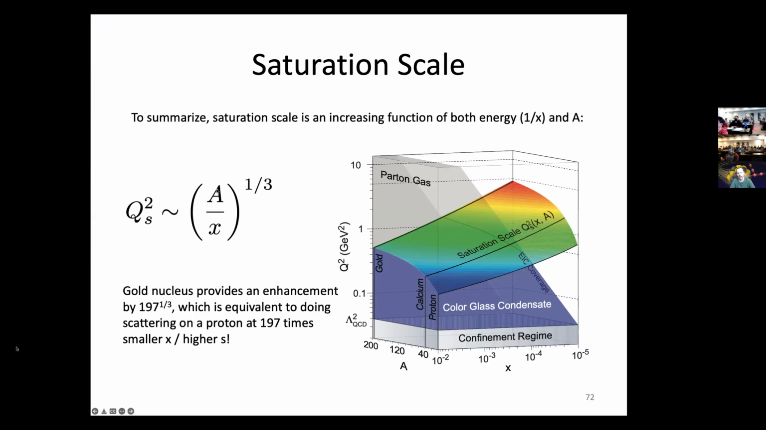It grows as a power of atomic number A. It grows as a power of 1 over x. The power of 1 over x is also roughly 1/3. So really this is what it is. If you want to probe small x physics, you can either go to very low x, which requires very high energy and a lot of money, or you can scatter on large nuclei, maybe not at such a small x, and that may cost somewhat less money. That was one of the motivations for the EIC, the Electron-Ion Collider.